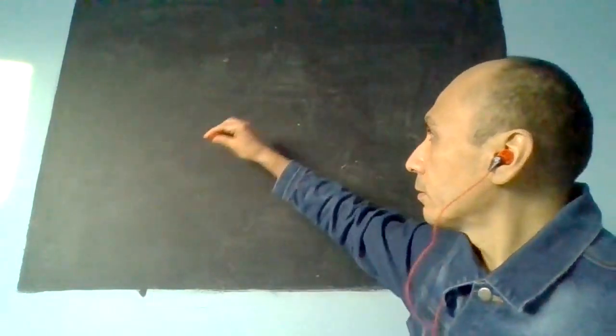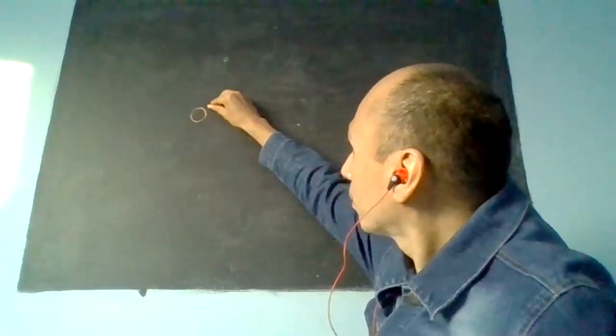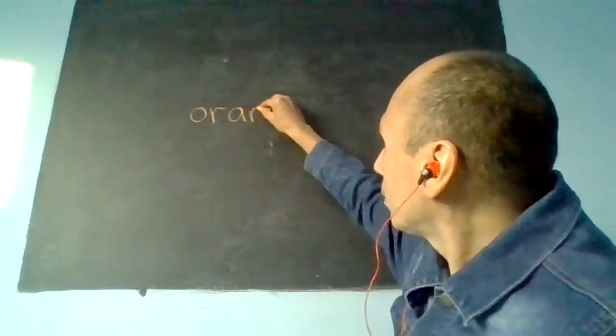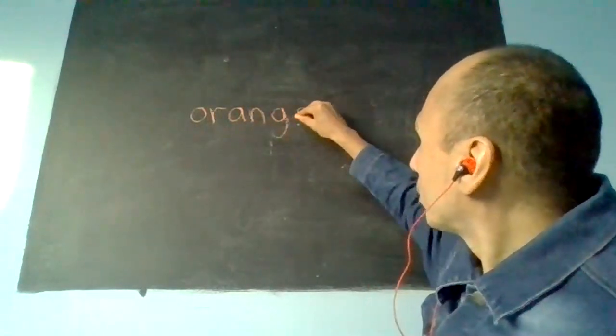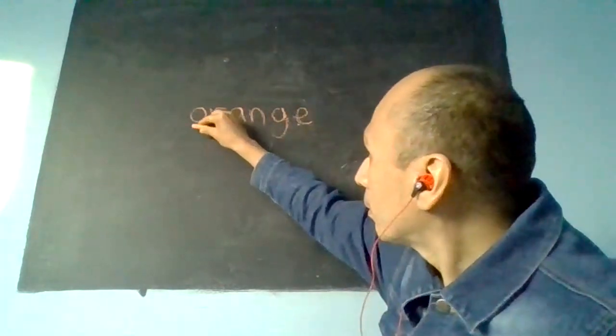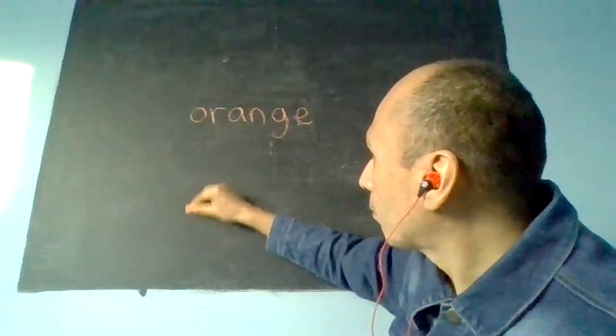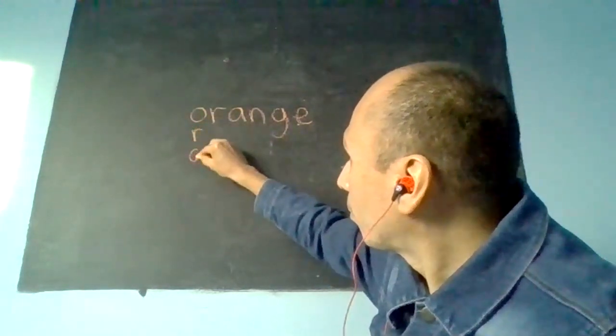I'm going to explain. First, you're going to write the word in the original position in the normal way. Once that you have it, you're going to start writing the same word downwards. Orange.